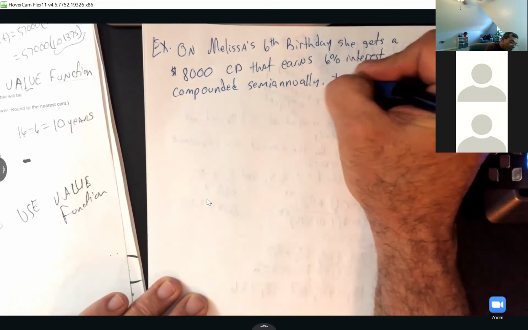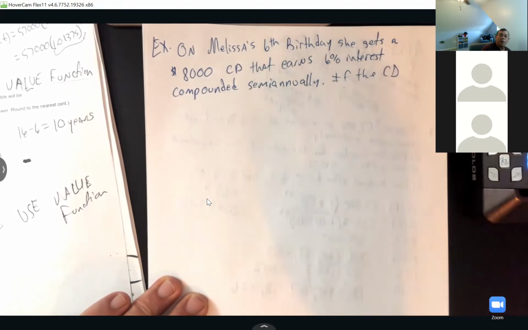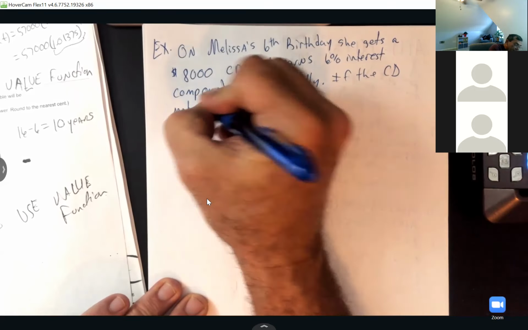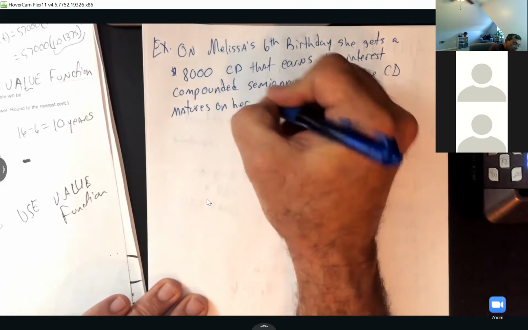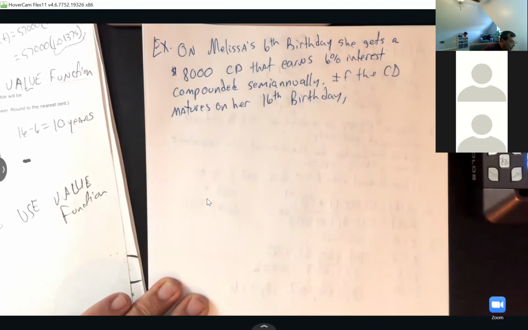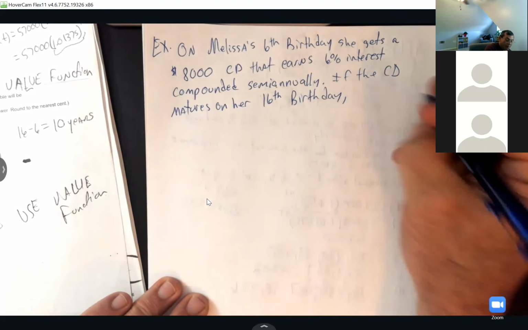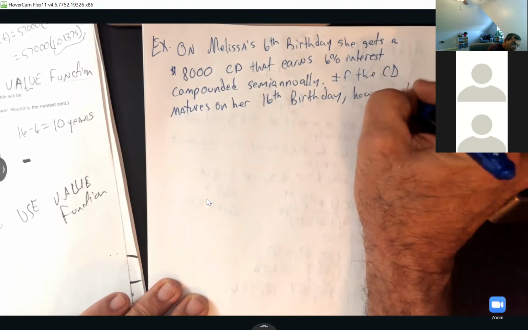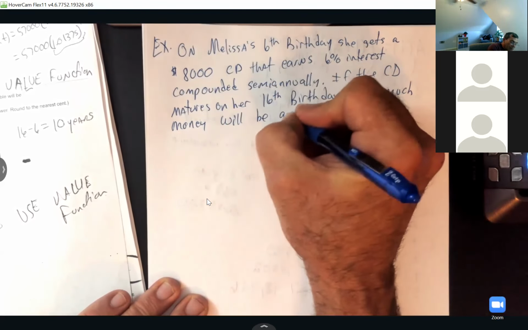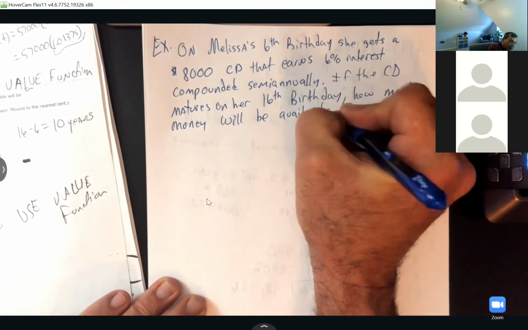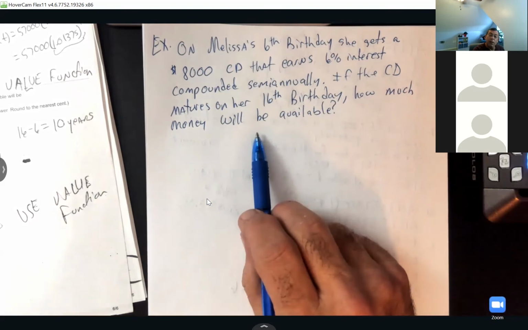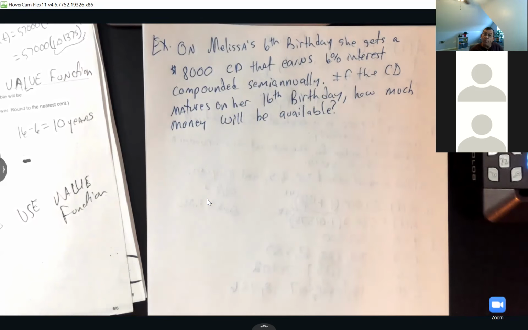So here you go. If the CD matures on her 16th birthday, how much money will be available? Now, I'm going to teach y'all in chapter 9.7 about what we call continuous compounding.